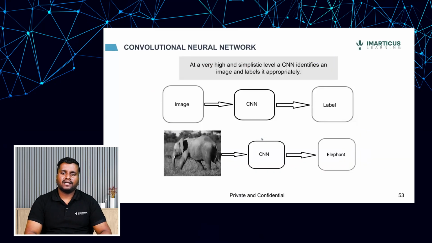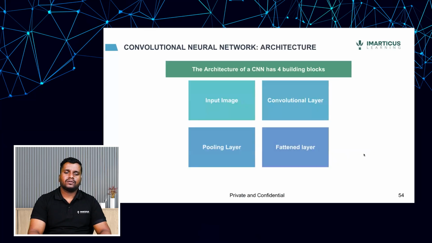So at a very high and simplistic level, if you want to understand a CNN, we have an image and there is a label for that image. And we are going to apply a CNN in between. So this CNN will identify what that image is and give it a label. Suppose here we have an elephant, the CNN will identify it and tell us that yes, it is an elephant.